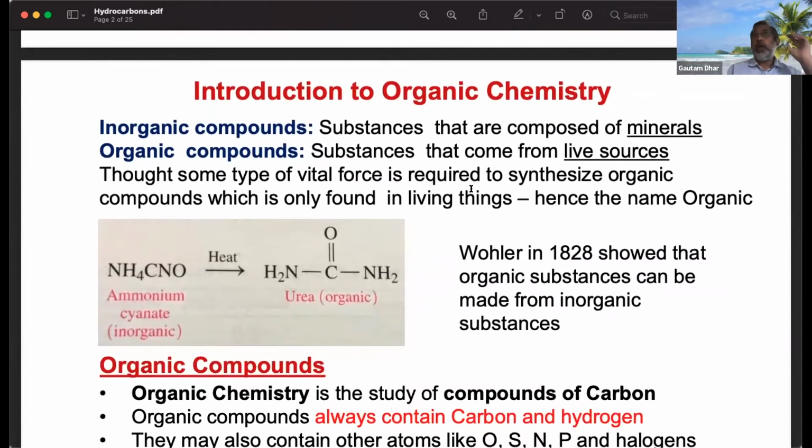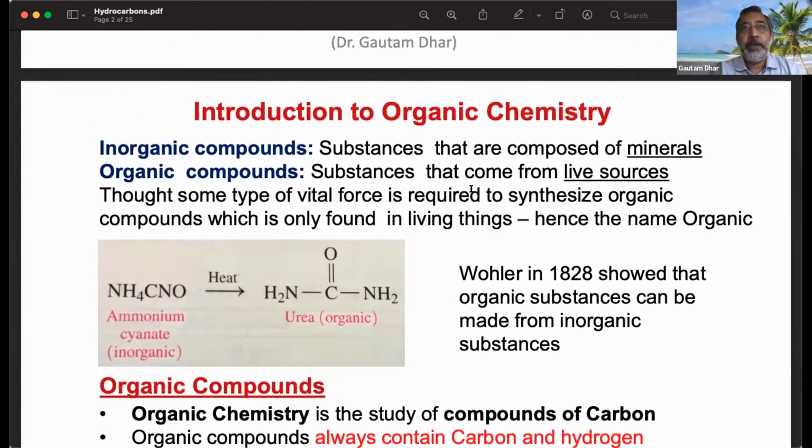So we are starting organic chemistry. Now, organic chemistry is the chemistry of carbon atoms. It's like changing gears here. So far we have been doing calculations and things like that. From now on, no more calculations.